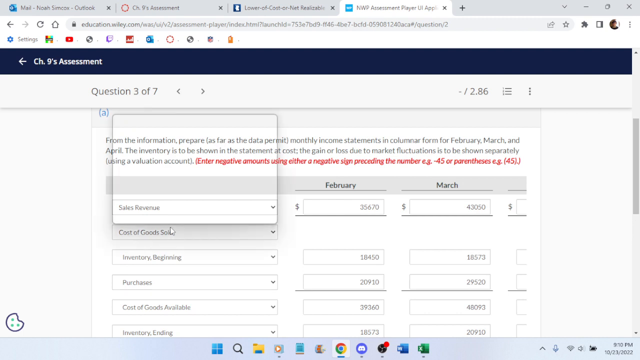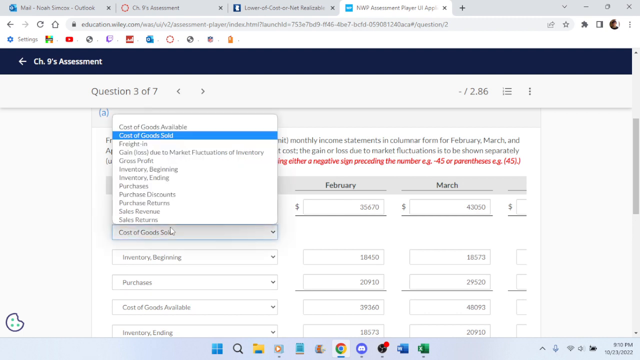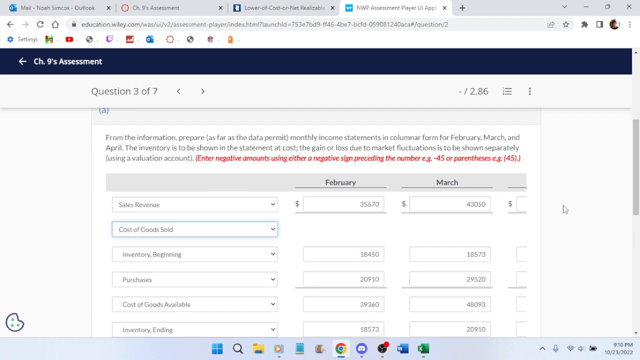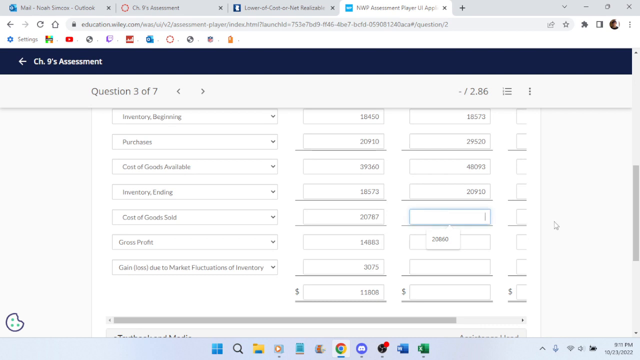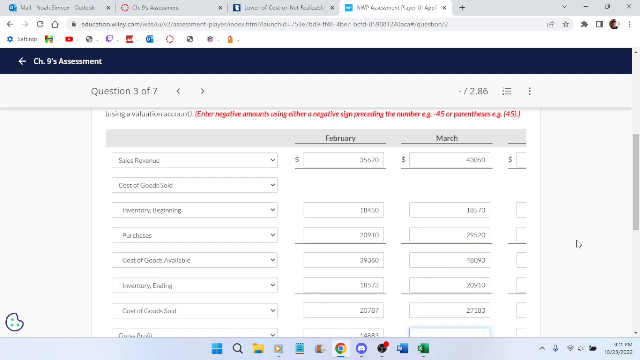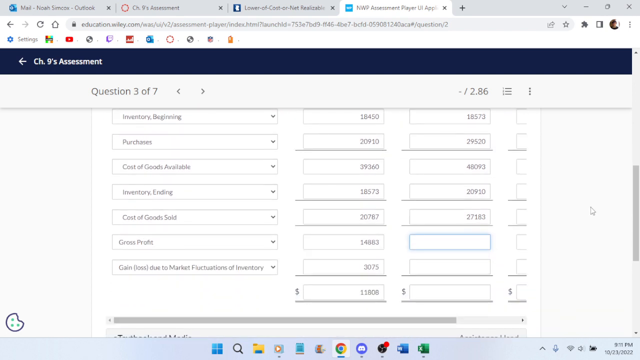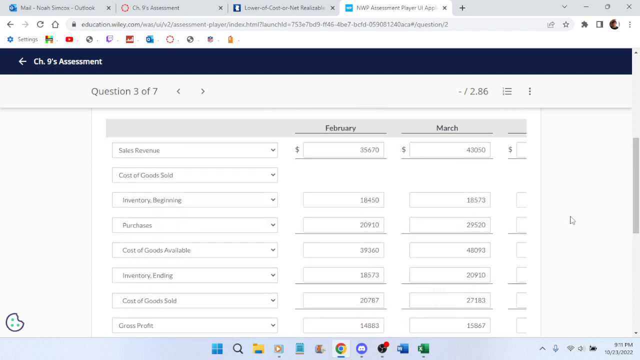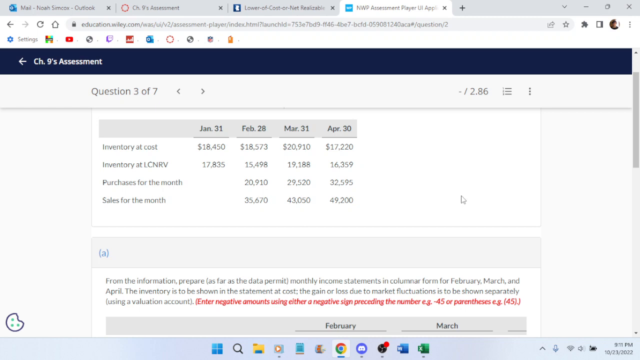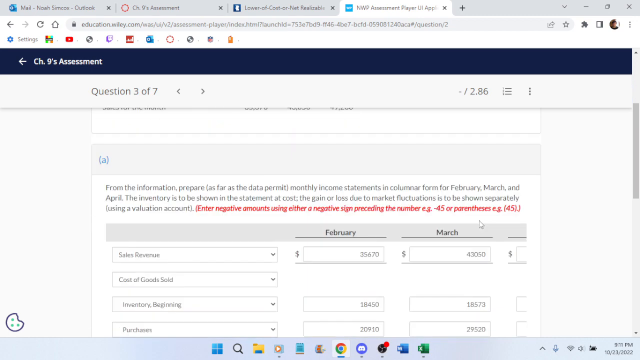Dude, what if this thing is different? Then we have 43,050 minus 27,183, 15,867, and then we have the difference between these two numbers. 2910 minus 19,188, 1722. That was fun.